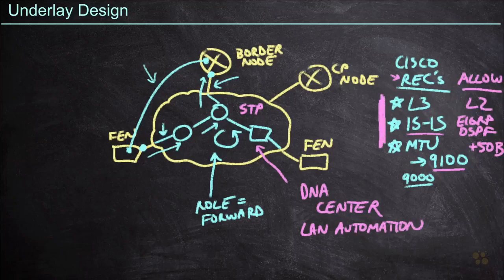It's going to deploy layer 3. It's going to deploy ISIS as a routing protocol. And it's going to deploy 9100 as the MTU. However, if we're not going to use LAN automation, we're either going to convert an existing infrastructure to the underlay, or we're going to deploy our own underlay how we want.